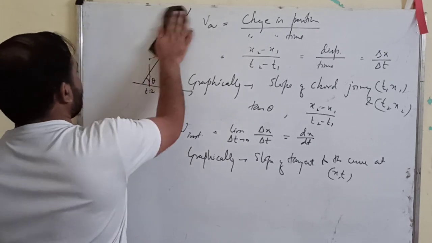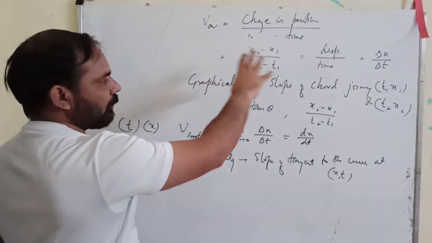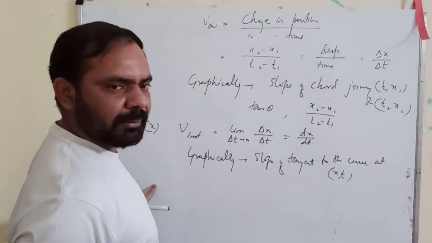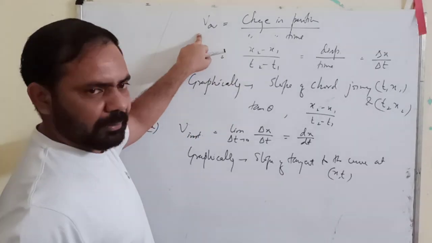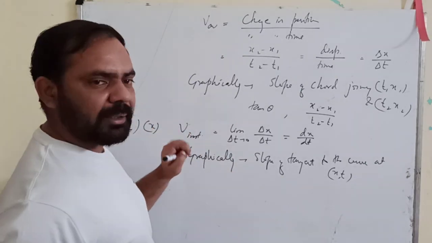If you want, you can make a small note of this, or you can take a screenshot, because this is very important: what average velocity is mathematically and graphically, and what instantaneous velocity is mathematically and graphically.